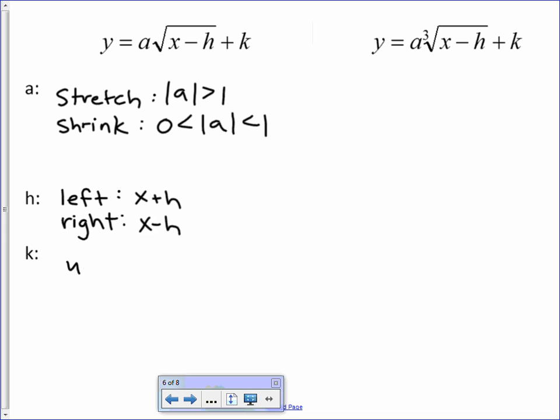Yeah, it goes up and down. And K looks like what you think it should. Plus K is up and minus K's are down. There's one other transformation that we don't have up there.